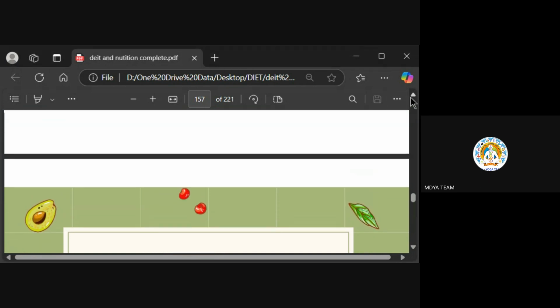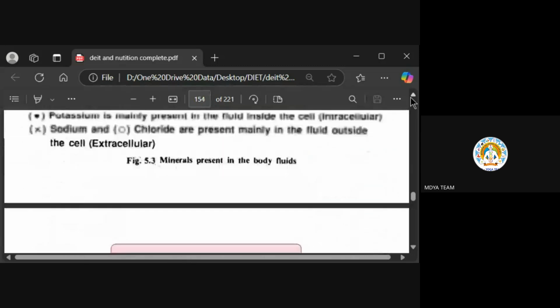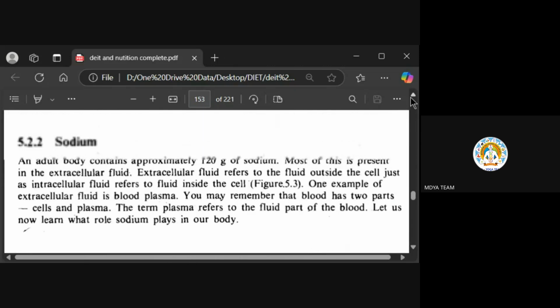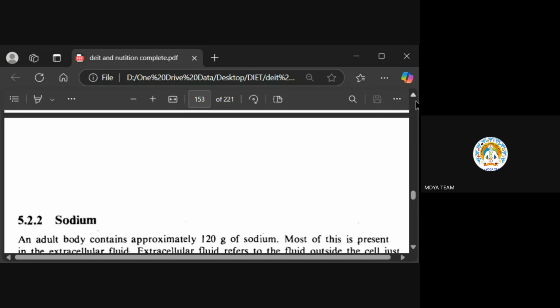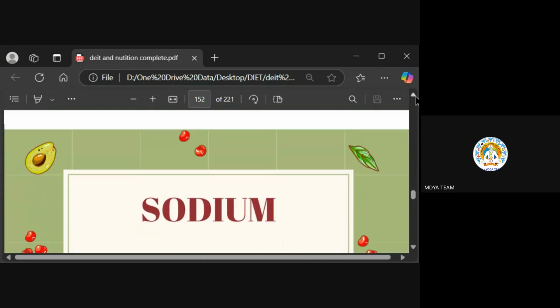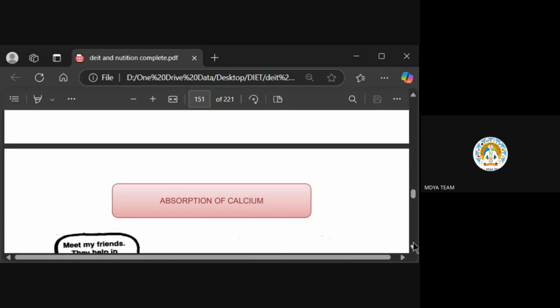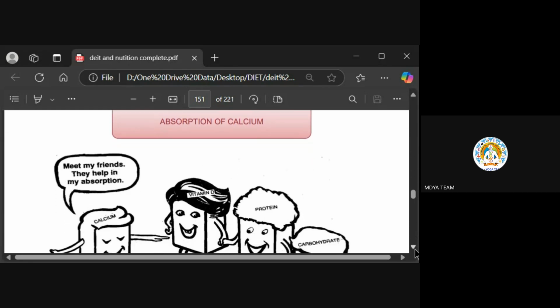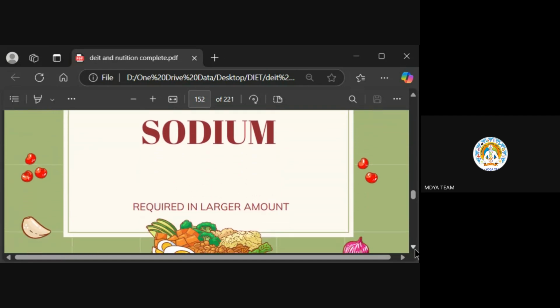Mineral is chloride, with the sodium. It works with the sodium basically, like there. Sodium is not mentioned? Huh? Okay, calcium only.